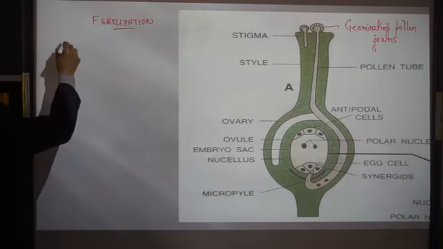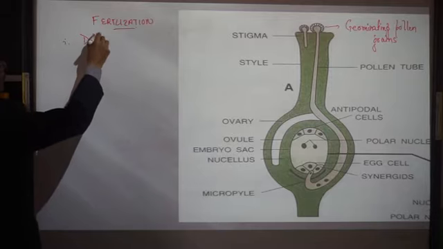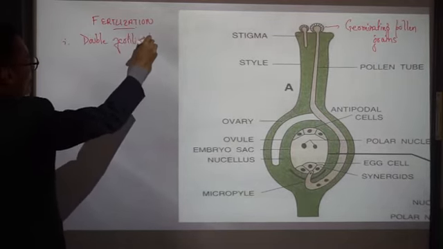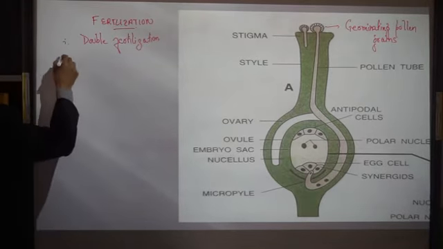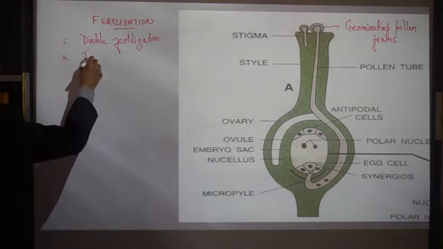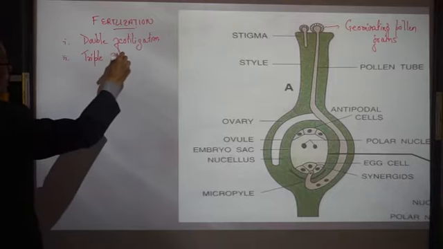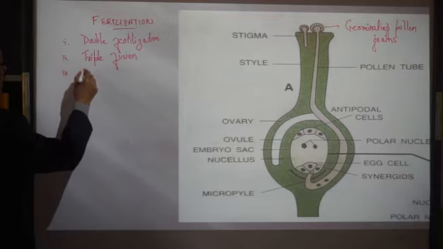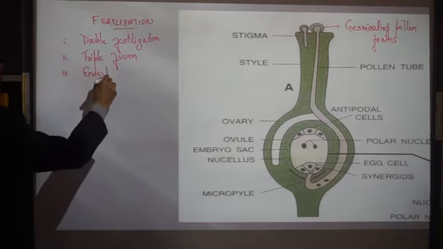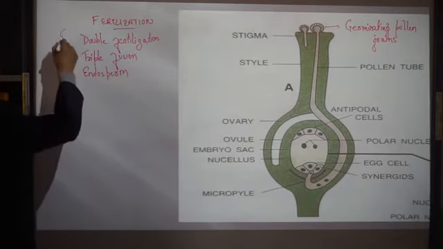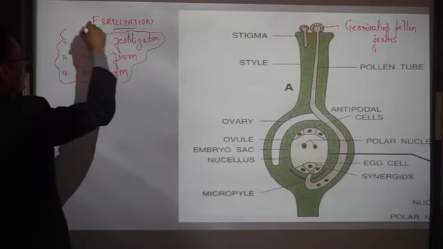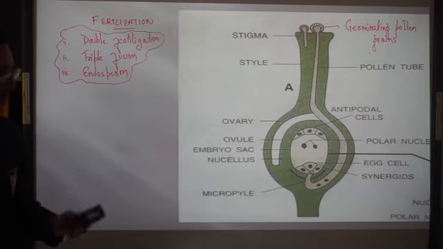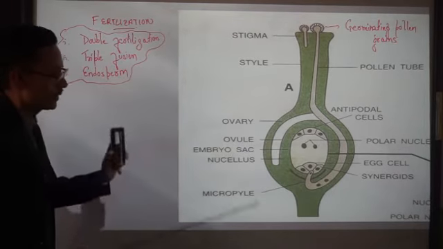Here we learn about double fertilization, and we also learn about the process called triple fusion, and also about endosperm. So these three things we will learn under the topic of fertilization. So listen very carefully and let's go through the diagram.